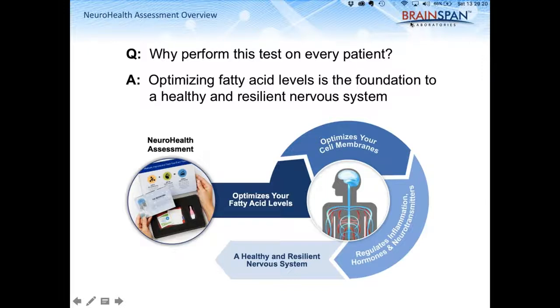Okay, so question, why perform this test really on every patient? Well, first of all, we need to appreciate that nobody else is routinely checking the fatty acid status of patients, and that is very, very problematic because of the critical role they play. So we first want to appreciate that. Most people don't know their numbers. They need to know them, and from young to old they need to make sure that those levels are adequate for optimal health and wellness.